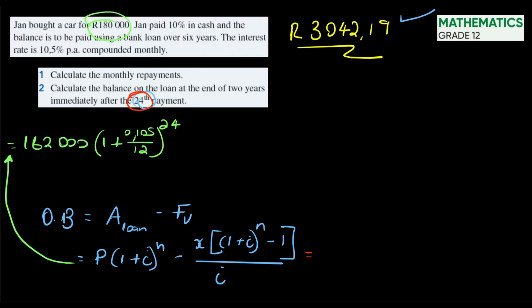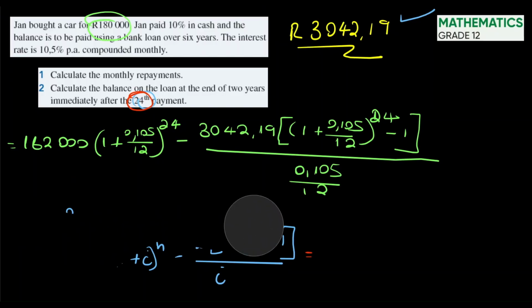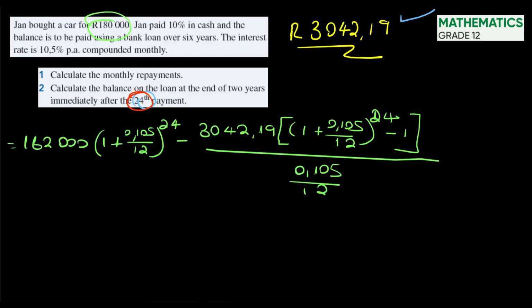24, minus monthly installments, 3,042.19, square brackets, 1 plus 0.105, which is our interest, all divided by 12, to the power of 24. Remember, 24th payment, all divided by the interest, 0.105, everything divided by 12. What are we solving for here? The outstanding balance. Remember, the outstanding balance after the second year, 2 years, or after the 24th payment.